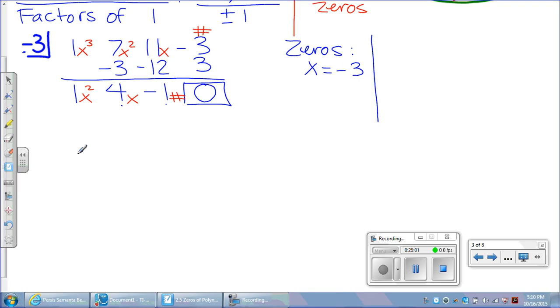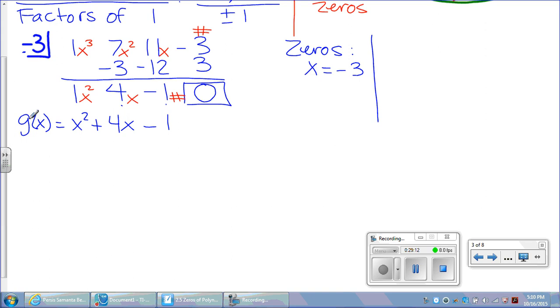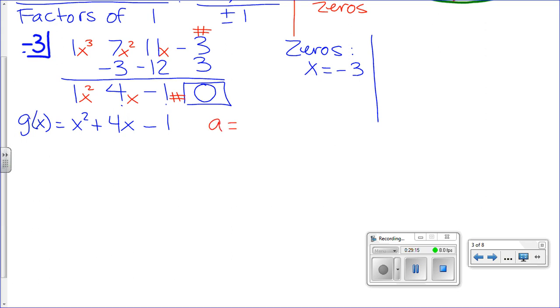So remember, I'm going to go ahead and write the polynomial we have here. It is x squared plus 4x minus 1. And I want us to list the coefficients, and we're going to use a is equal to 1, b is equal to positive 4, and c is equal to negative 1. Remember, a is the coefficient of the x squared term, b is the coefficient of the x term, which happens to be a 4, and c is the constant term, which is a negative 1.